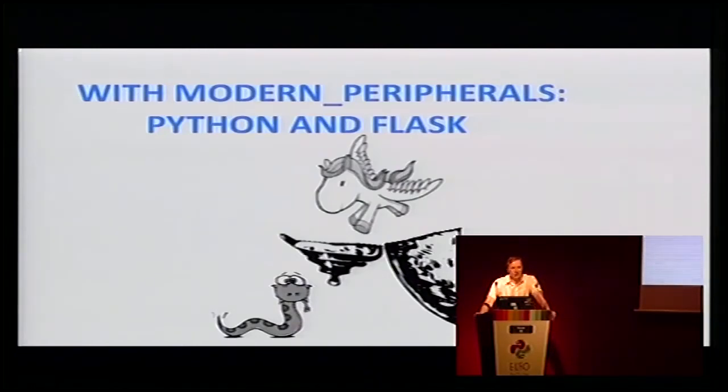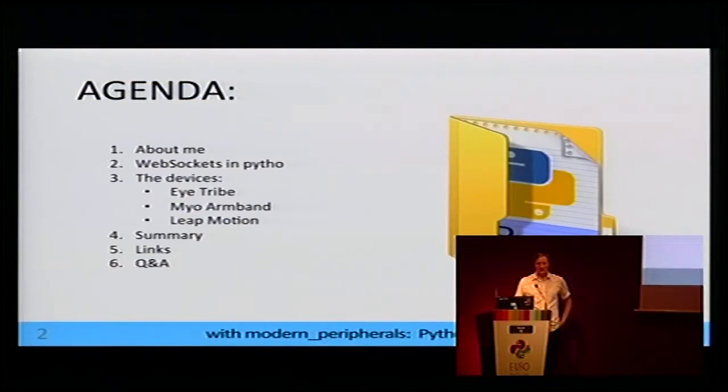Now I'd like to discuss usage of modern peripherals in Python web development. The agenda will be: I will start by describing myself, then I will talk about the socket which will be used in this project, and after that I will go straight to a few modern peripherals that emerged in the last few years. Then a summary with links to where you can get the source code used in this presentation, and also how to reach me.